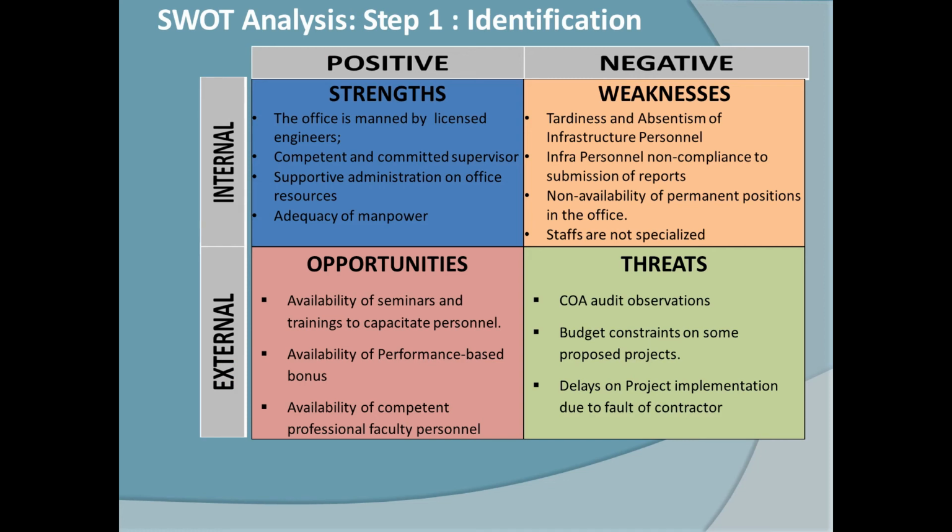Then the budget constraints on some proposed projects. And then delays on project implementation due to the fault of contractor. So these are the identified strengths, weaknesses, opportunities, and threats of the organization. So in here, we can view the environment of the organization or the status of the organization in terms of its internal environment and external environment.